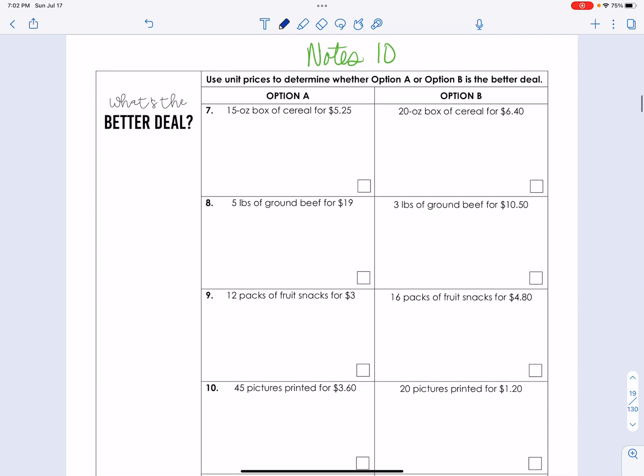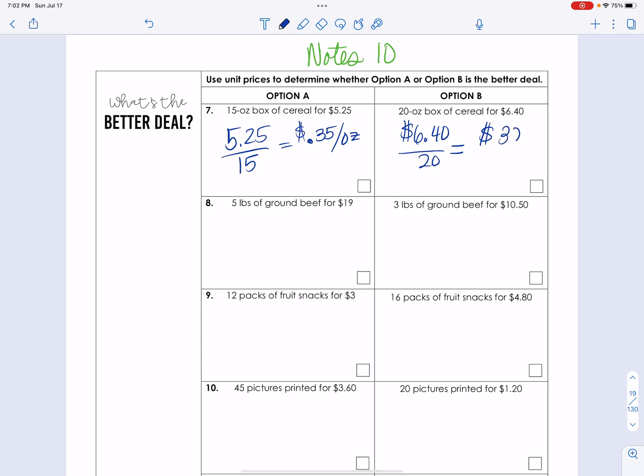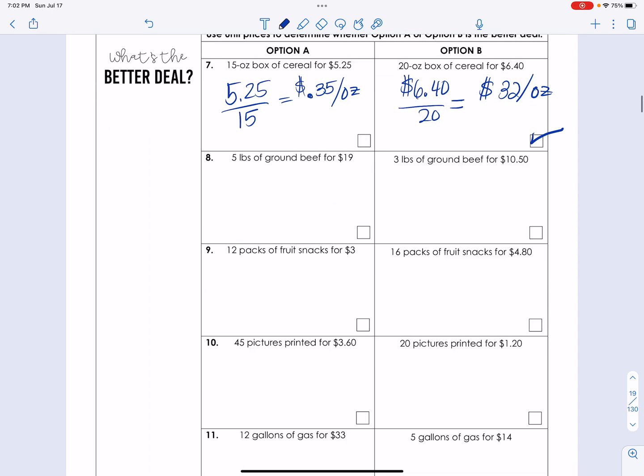All right. So if I look at the next thing, okay, it says they're giving you like what we did here. So use the unit price to decide which one's the better deal. So I'm doing $5.25 divided by 15 ounces, right? And so that ends up to be 35 cents per ounce, okay? And then you always put the money on top, right? 640 divided by 20, always the money on top is 32 cents per ounce. So this is the better deal. Option B is the better deal.